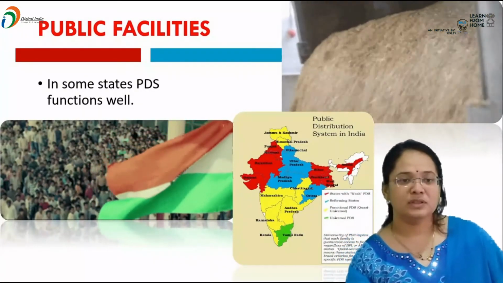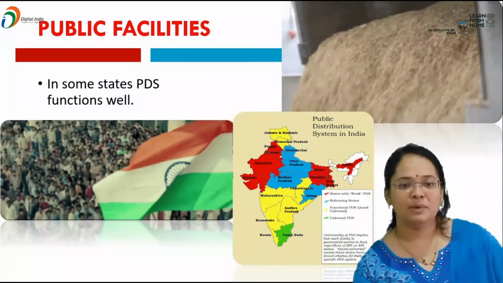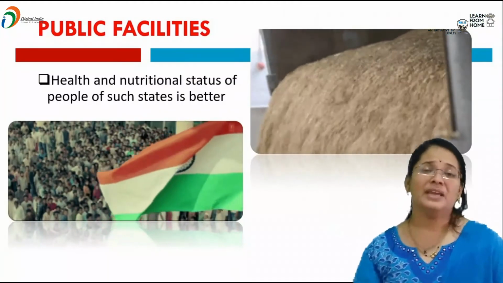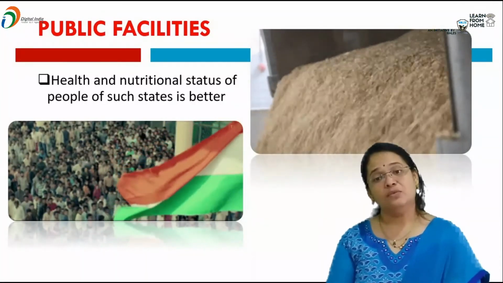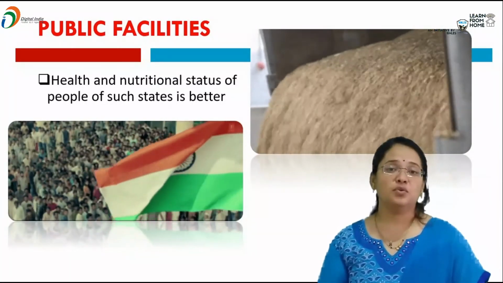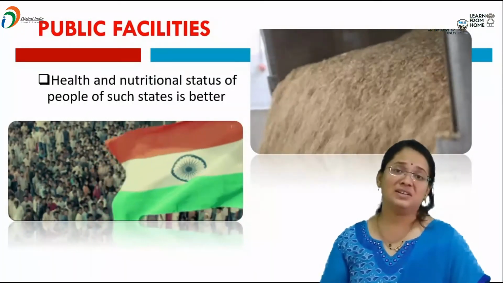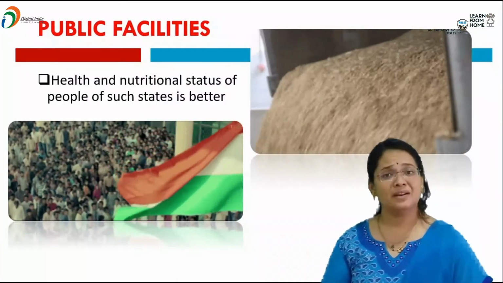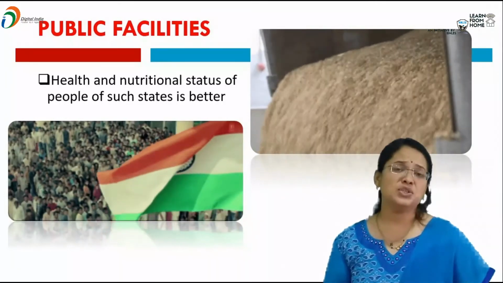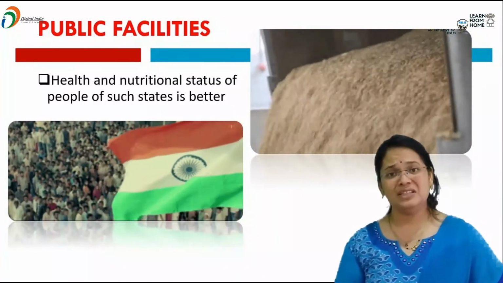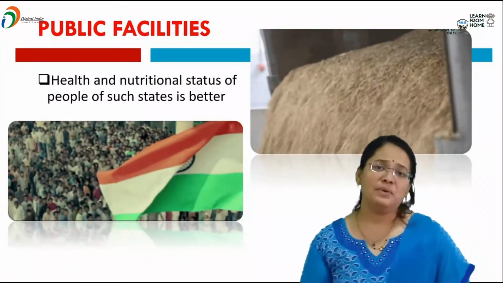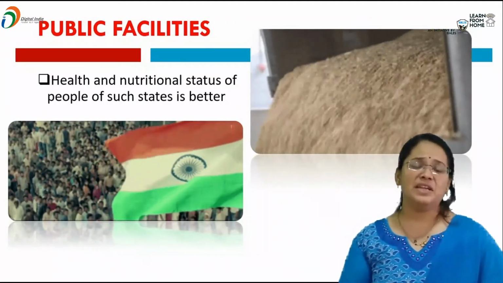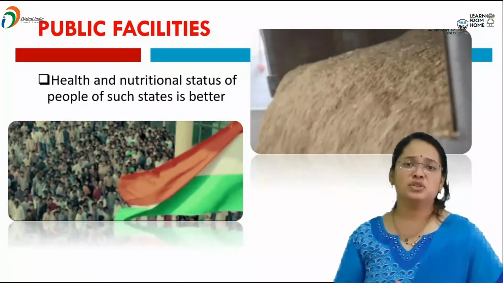Okay. So this is also about the public facilities. Now health and nutritional status of the people of such a state is better where you can find the PDS running very well, in a good manner. A good example of the PDS you can see nowadays, during the COVID-19 pandemic, we are having a proper facility of the food grain distribution shops.